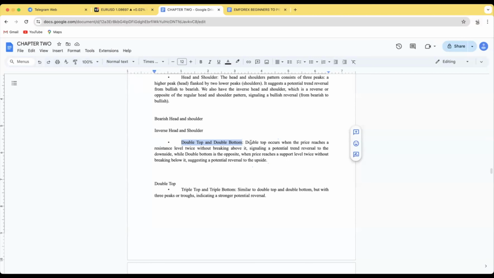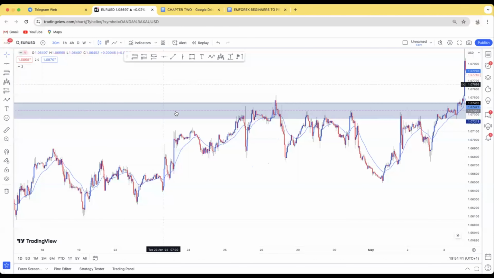A double top occurs when price reaches a resistance level twice without breaking above it, signaling a potential trend reversal to the downside. While a double bottom is the opposite, when price reaches a support level twice without breaking below it, suggesting a potential reversal to the upside. It's a very simple thing.